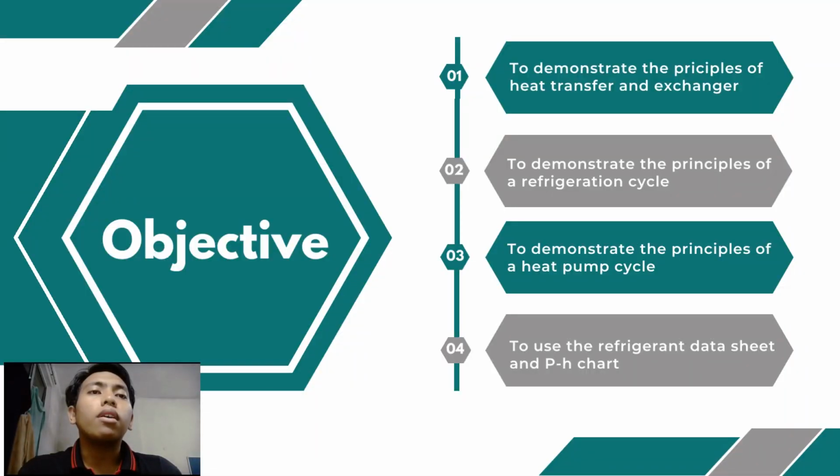So we have 4 objectives in this experiment. So the first one is to demonstrate the principles of heat transfer and exchanger. The second one is to demonstrate the principles of a refrigeration cycle. The third one is to demonstrate the principles of a heat pump cycle. And the fourth, to use the refrigerant datasheet and pH chart.